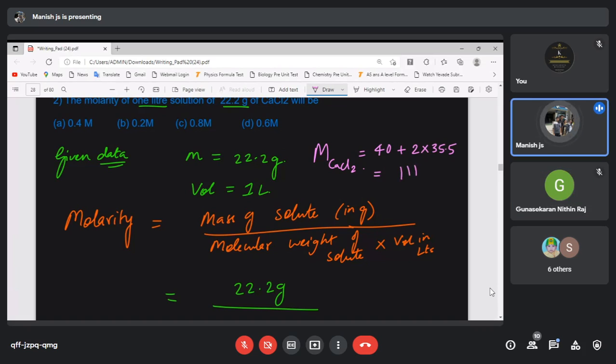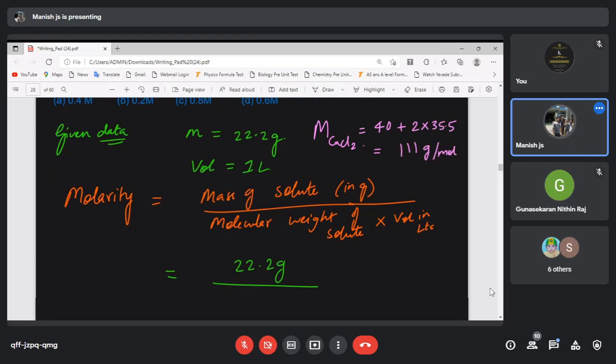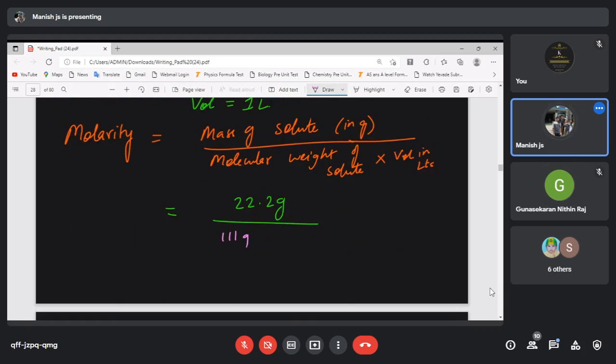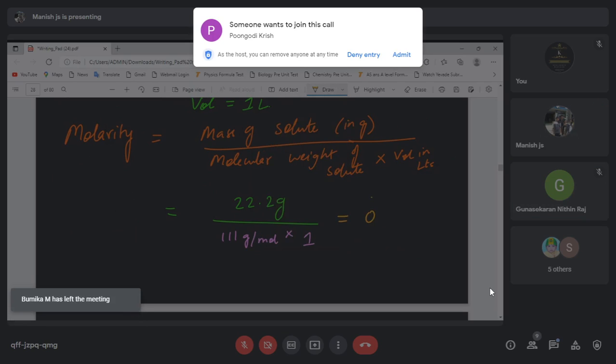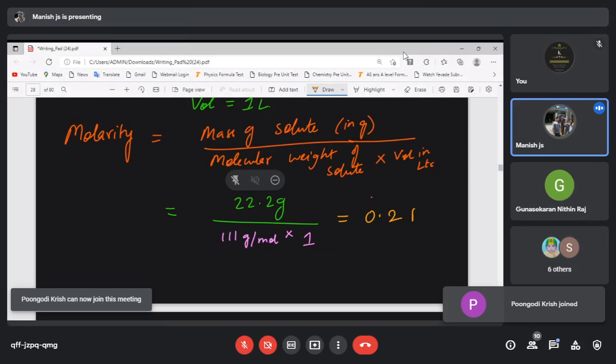111 you are getting. What is the unit? It is gram per mole. Yes, so 111 grams per mole, multiplied by volume, which is 1 liter. Simplify it. How much are you getting? 0.2, sir. 0.2, okay. What is the unit for molarity? It is molar. Yes, capital M.